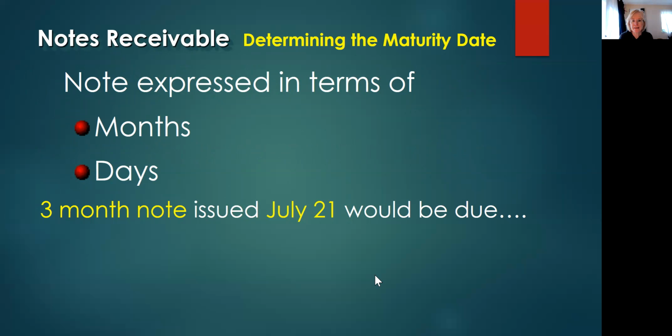So the goal is, when is a note due? So it depends. Is the note expressed in terms of months, or is the note expressed in terms of days? So if a company issues a note issued on July 21st, and the note is worded, this note is due in 3 months. What is the day that this note is due? Put it in the chat. So this month, I issued the note on July 21st. When is the note due? It's a 3-month note.